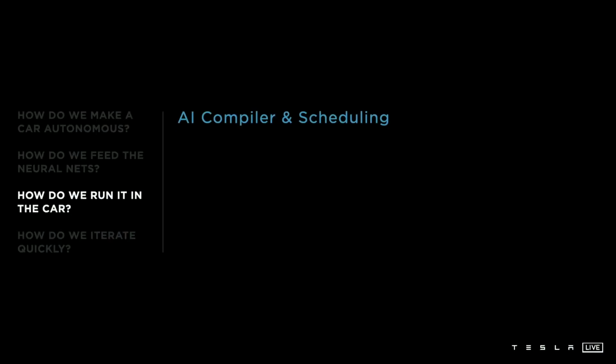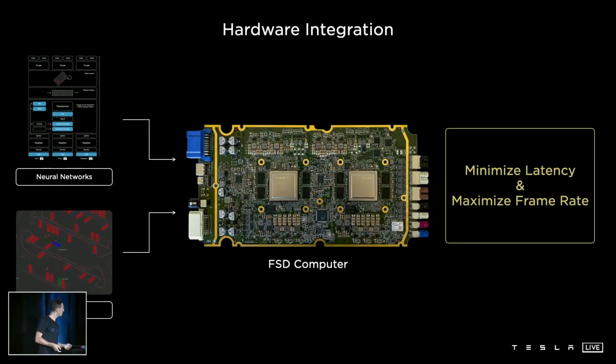So I'd like to give you some idea of what it takes to take our neural networks and move them in the car. The two main constraints that we're working under here are mostly latency and frame rate, which are very important for safety, but also to get proper estimates of acceleration and velocity of our surroundings.